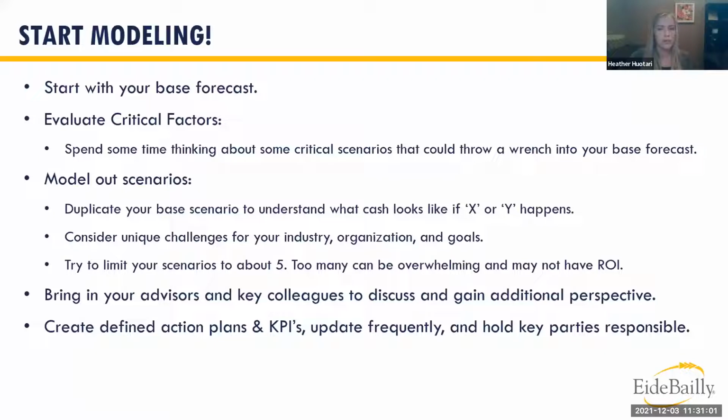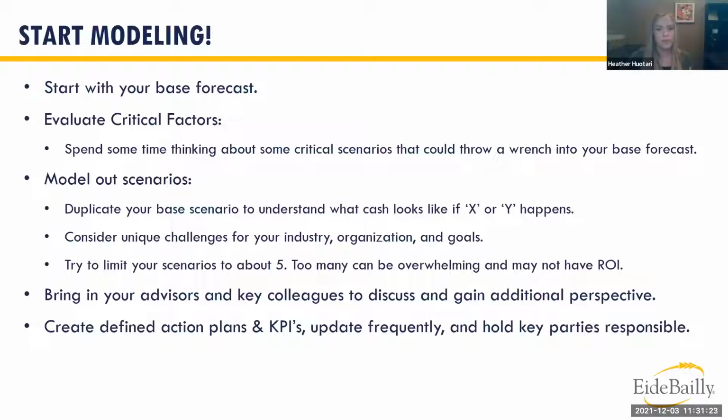From there, we'll start to evaluate critical factors for your business. And these critical factors will determine the types of scenarios that we run alongside your base forecast to help us plan for best and worst case scenarios. So when you're trying to think about some of the factors that come into play here, you'll want to be very specific to your industry and your business.